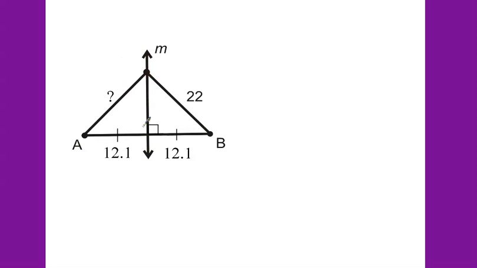Here we have the perpendicular bisector. Any point on the perpendicular bisector is going to be the same distance to either end of the segment. So if these two things are equal, then these two are equal. So A to this point on the perpendicular bisector is also going to be 22.